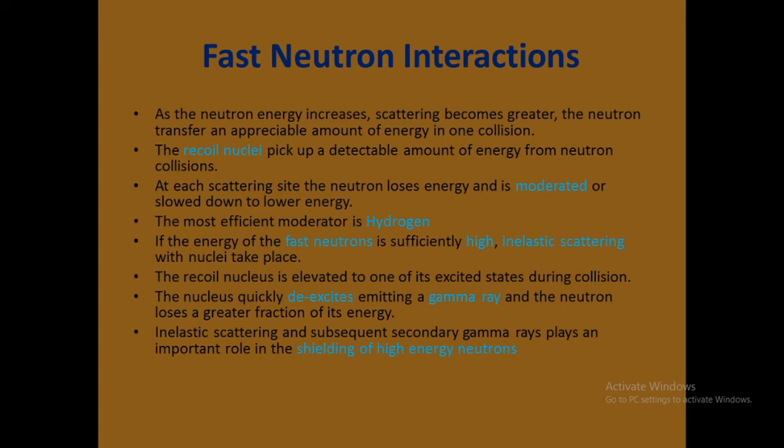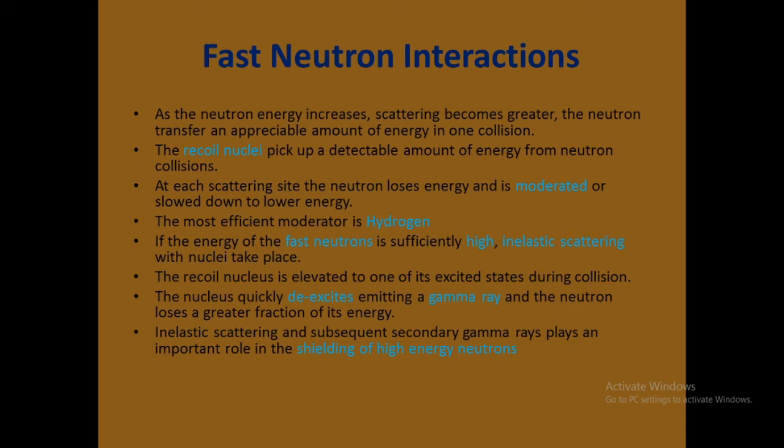At each scattering site, the neutron loses energy and is thereby moderated or slowed down to lower energy. The most efficient moderator is hydrogen. The neutron can lose all its energy in a single collision with a hydrogen nucleus. For heavy nuclei, only a partial energy transfer is possible.